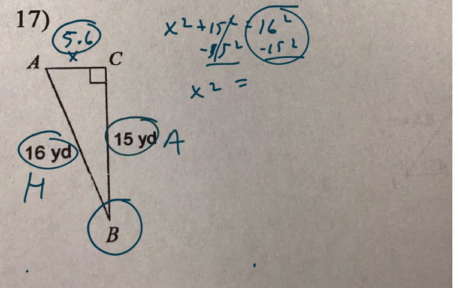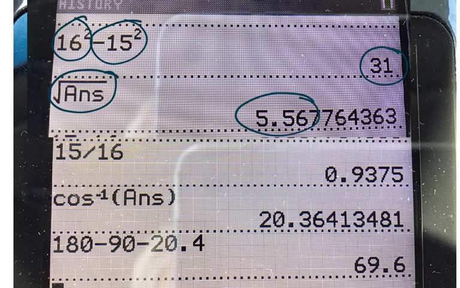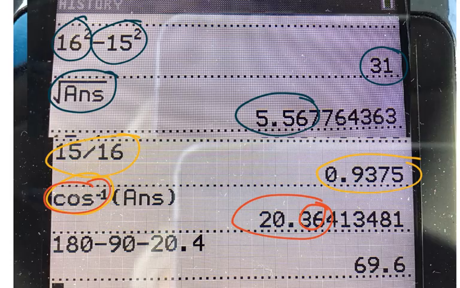15 is adjacent. According to CAH, we know that cosine of B has got to be adjacent over hypotenuse. So we're going to divide 15 by 16. If that's cosine, we're then going to do cosine inverse on this value to find angle B. So 15 divided by 16, we're going to do cosine inverse on it. So our angle is 20.4 if I round it off.